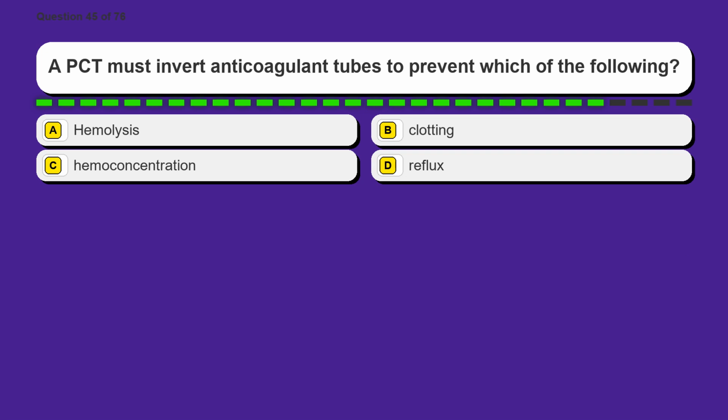Question 45. A PCT must invert anticoagulant tubes to prevent which of the following? Option A, hemolysis. Option B, clotting. Option C, hemoconcentration. Option D, reflux.